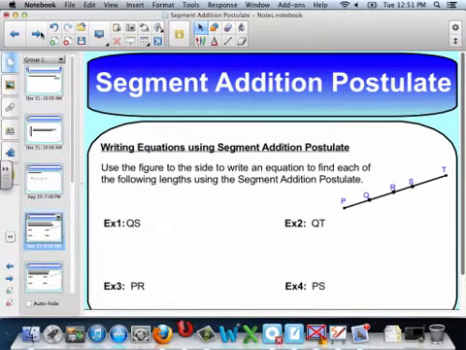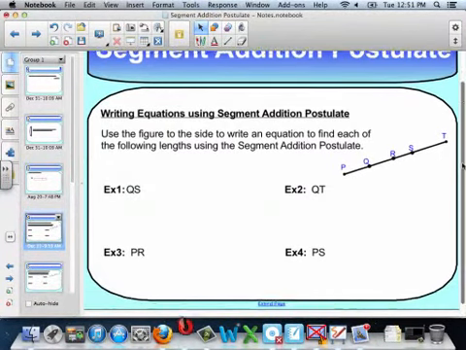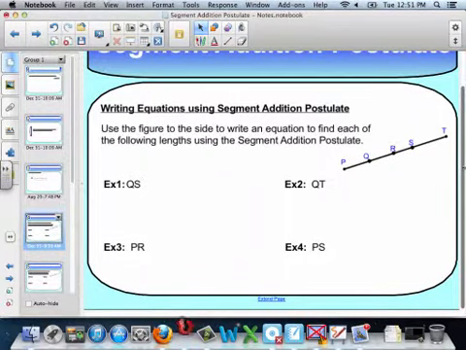So let's take a look here. We're going to add up the parts. Okay, what I want you guys to practice, again, we have to practice doing this. I want you guys to practice writing the geometric equation. What that means is we are not going to throw in variables. We're going to keep it in geometric language. So let's do example 1. I want to figure out the length of QS.